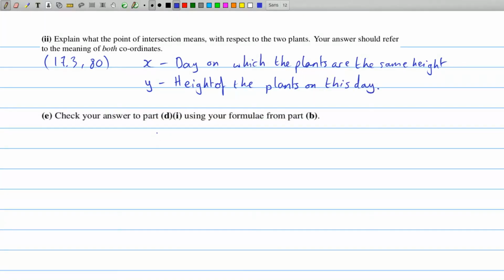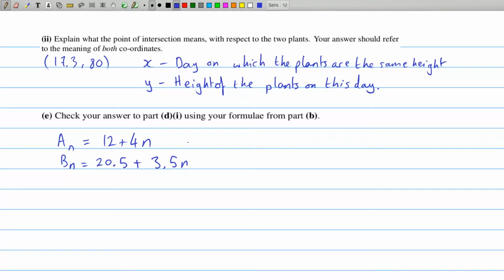The next part asks us to check your answer to part D(i), so check that the point of intersection is correct using the formulae from part B. So let me remind you of those. We had A_n was 12 plus 4 times n, and B_n is 20.5 plus 3.5 times n. So we use these formulae to verify that our answer to the last question was correct.